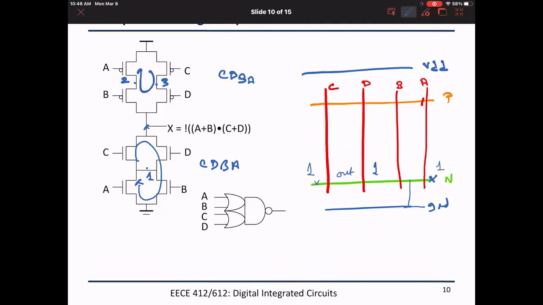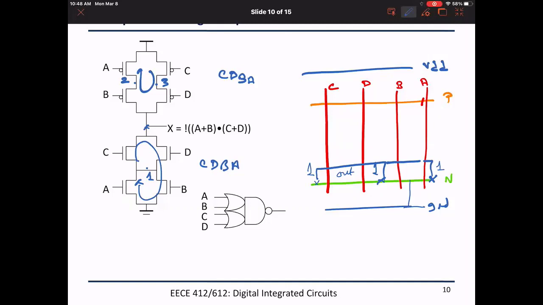Okay, so maybe this is not the most efficient implementation, because I have repeated node 1 3 times. So I have 3 diffusion capacitance, and these need to be connected, right? This one needs to be connected to this one, and this one to this one. Okay.